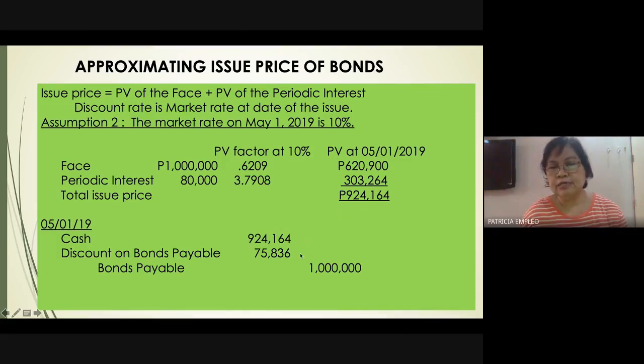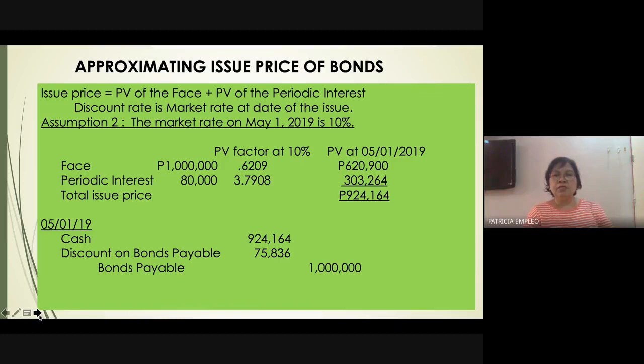Again, if transaction costs are incurred, then the transaction cost will have to be netted again from the issue price such that the result will actually increase the amount of the discount on bonds payable. So if this will be decreased, that means to balance our entry, your discount on bonds payable will become higher. So any transaction cost is part of the measurement basis of the bonds payable. So if we issue the bonds at a discount, it will increase the initial discount on bonds payable, resulting therefore to a higher effective interest rate that would be slightly higher than 10%.